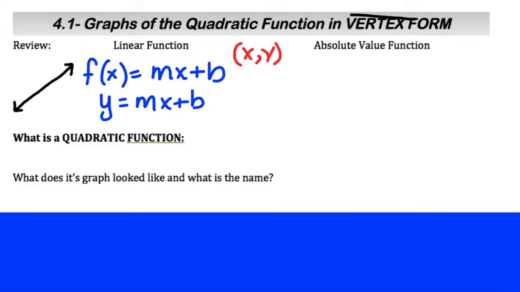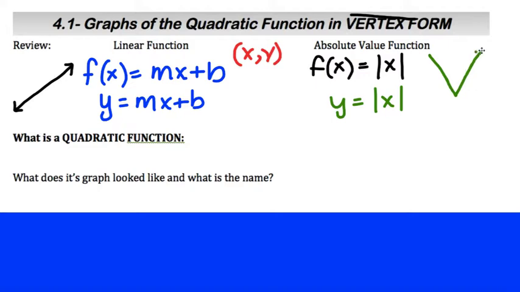And the absolute value function is something in the form f of x equals the absolute value of x. Again, it could also be written as y equals the absolute value of x. And its graph is a perfectly symmetrical V shape. We also know that the bottom of the graph is called the vertex. And we call that a minimum. It means it has a minimum value.